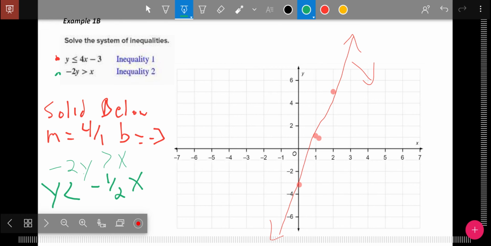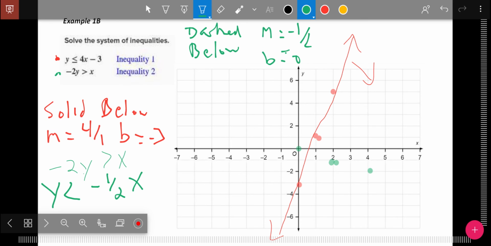And so I know a couple things. I know that it's dashed. I know that it's shaded below. I know that the m is -1/2 and the b is 0. And so I'm going to start at 0. I'm going to go down 1 over 2, down 1 over 2, or back 1, back 2. Right? I'm going to try to draw that in. Oops. Made a mistake. I need it to be a dashed line.